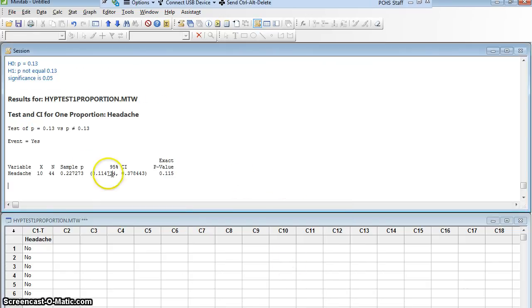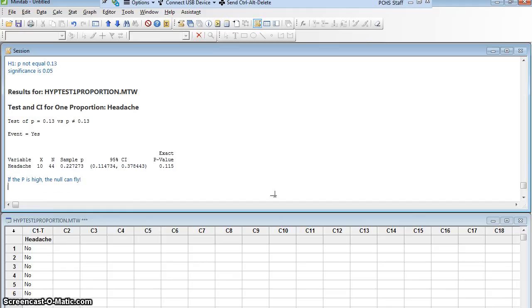And here we see I have gotten a test of P equals 0.13 versus P not equal to 0.13. The event was yes, which is good. That's what I wanted it to be. 10 out of 44, 23% of them had headaches. Here's my confidence interval, and I notice it does include 13%, but I'm going to look at my p-value. My exact p-value is 0.115. Well, my significance, you'll remember up here, was 0.05. My p-value is greater than my significance. If the P is high, the null can fly. Woo! Go null. So that means I fail to reject the null. I fail to reject the null.